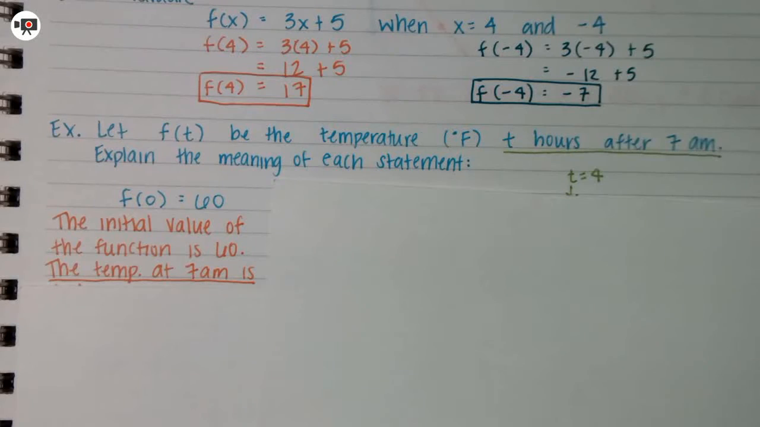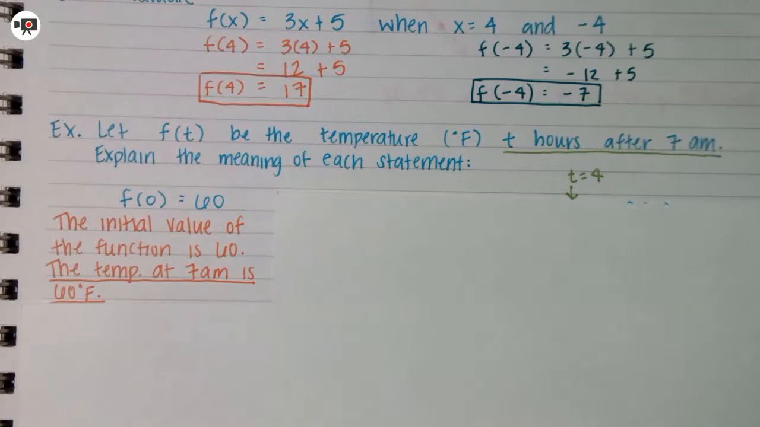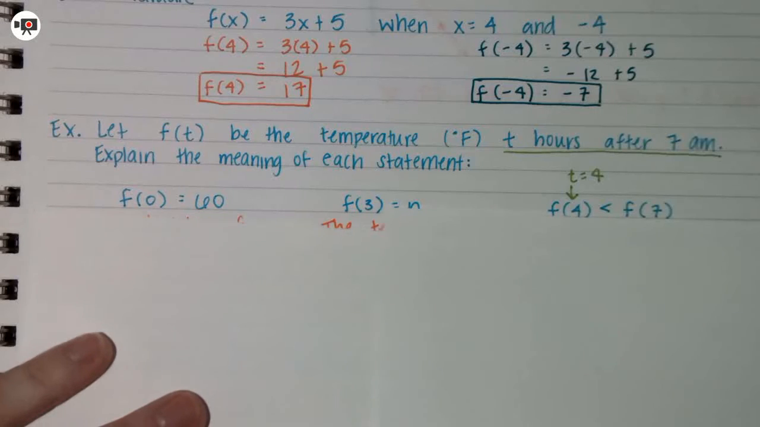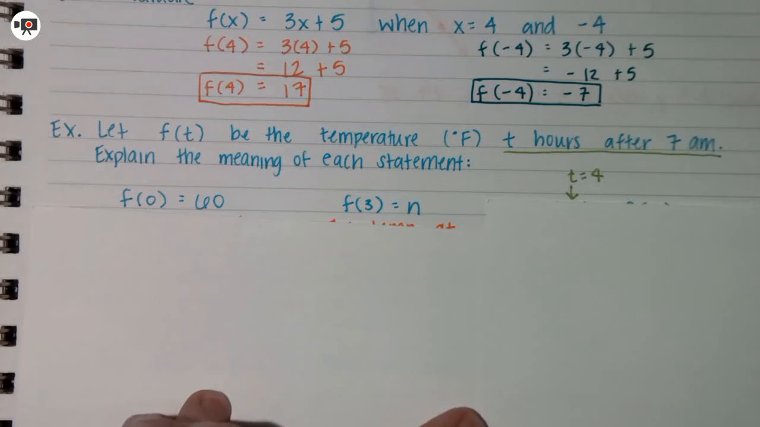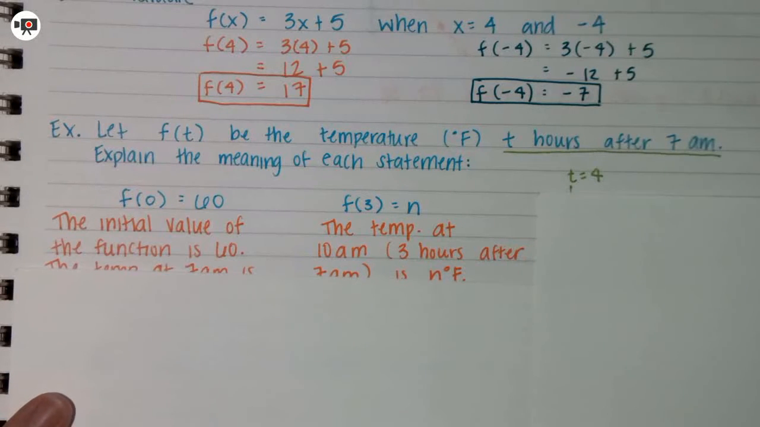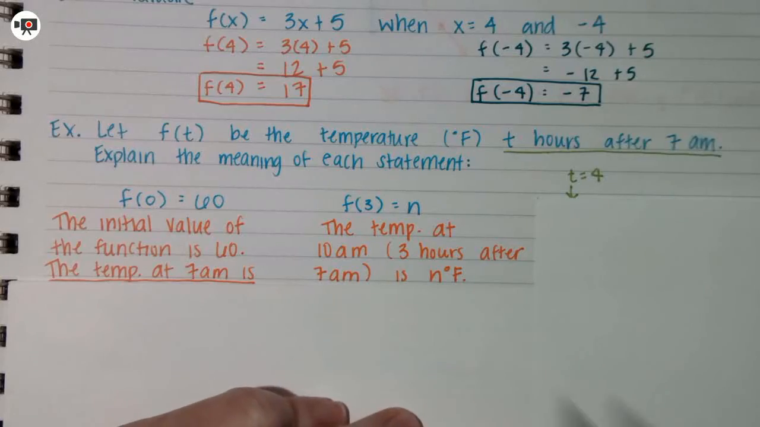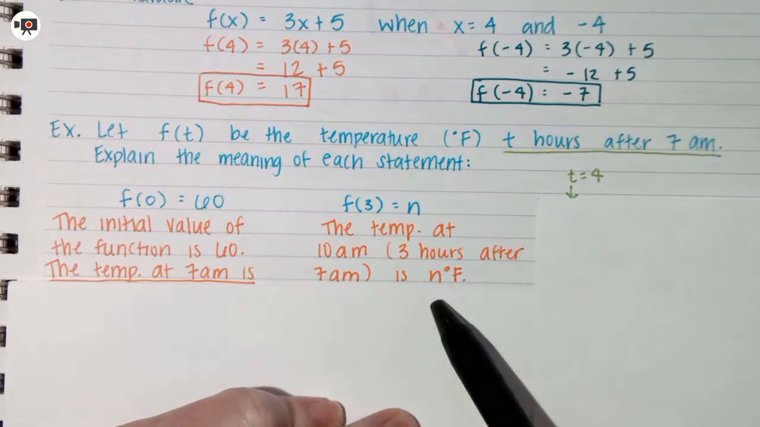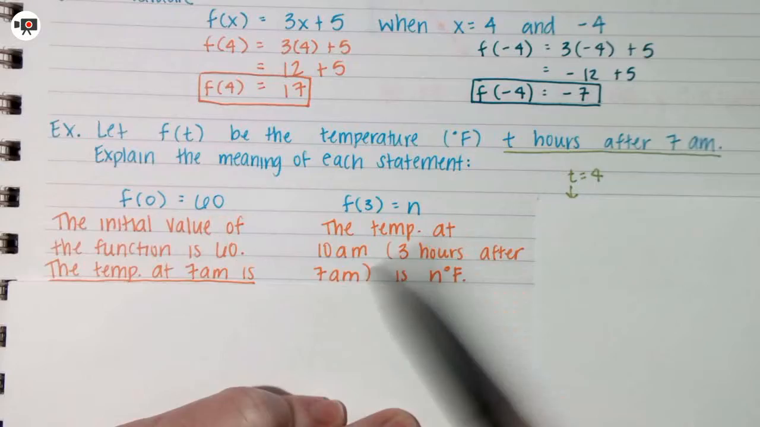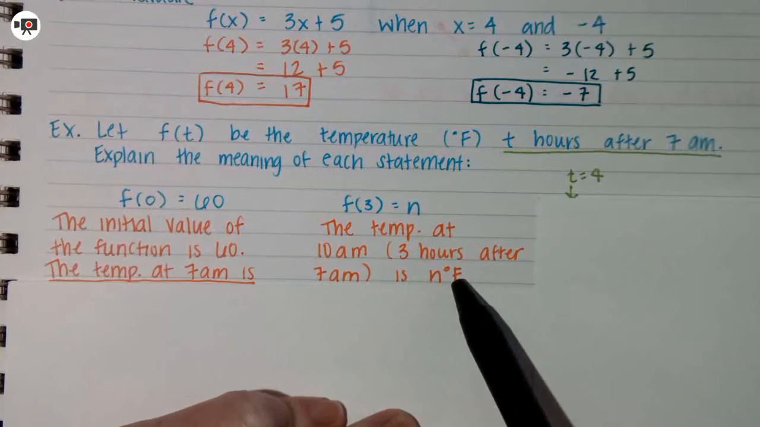So that means at 7 a.m. the temperature is 60 degrees. Now, looking at f of 3, that equals n. So the temperature at 3 hours after 7 a.m. is n degrees. We don't know what that is. It just tells us n. 3 hours after 7 is 10 a.m. and the temperature is n degrees.